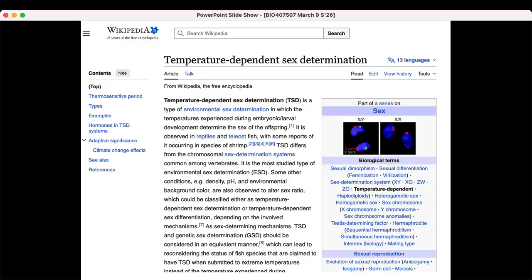It could be classified as either temperature dependent or genetic. But as sex determining mechanisms, temperature and genetics should be considered in an equivalent manner. So we should lump them all together, which can lead to reconsidering the status of fish species and so forth. So they're talking, both at the level of what organisms are doing this and how it is potentially different from some other stories of environmentally affected sex determination, and how it is similar.